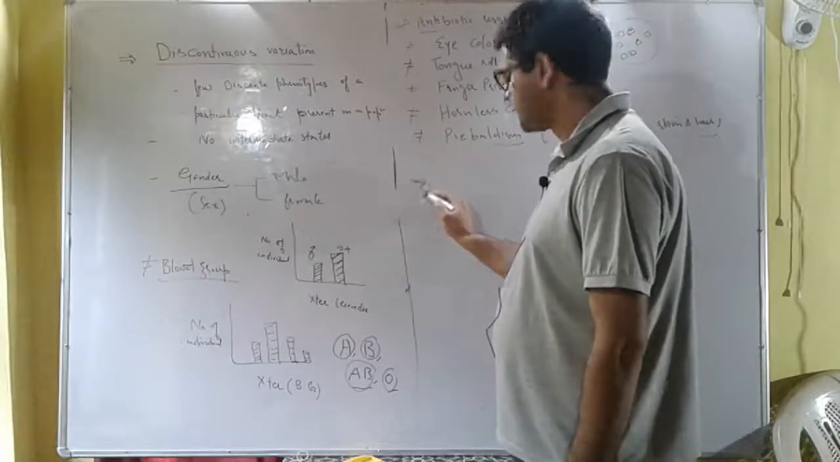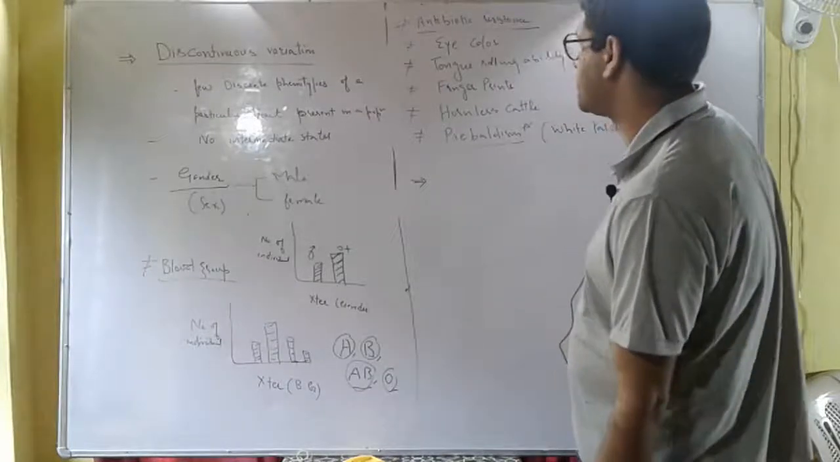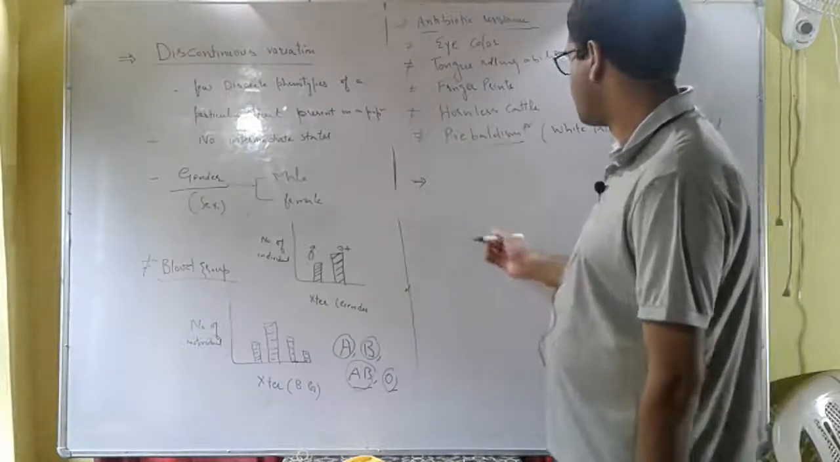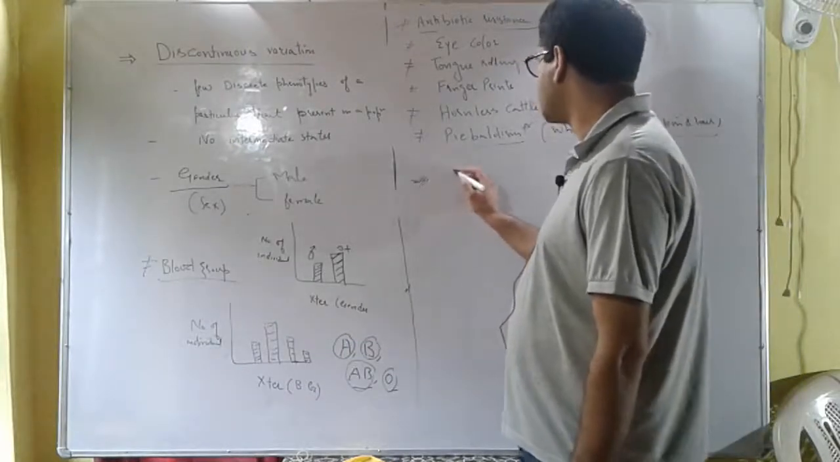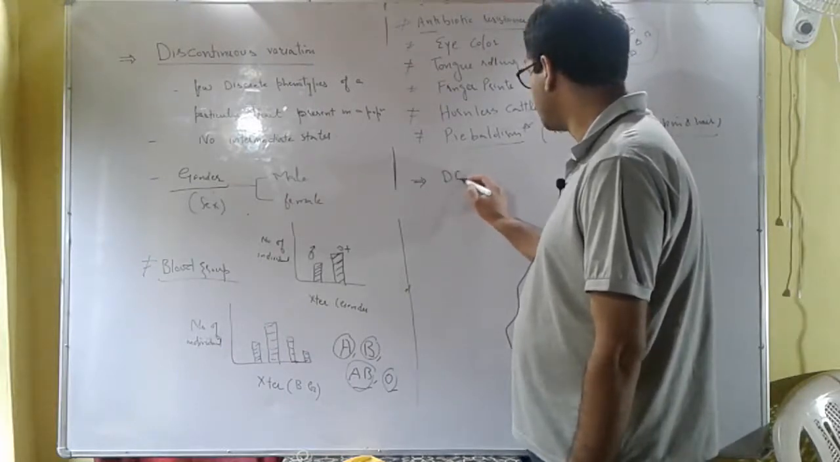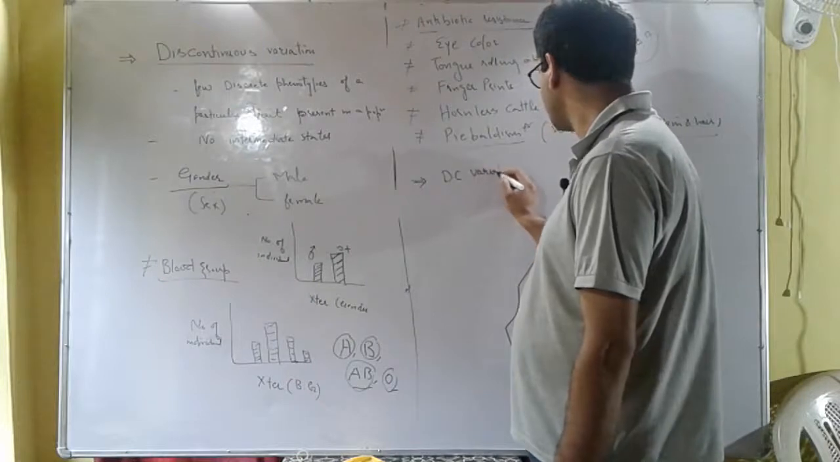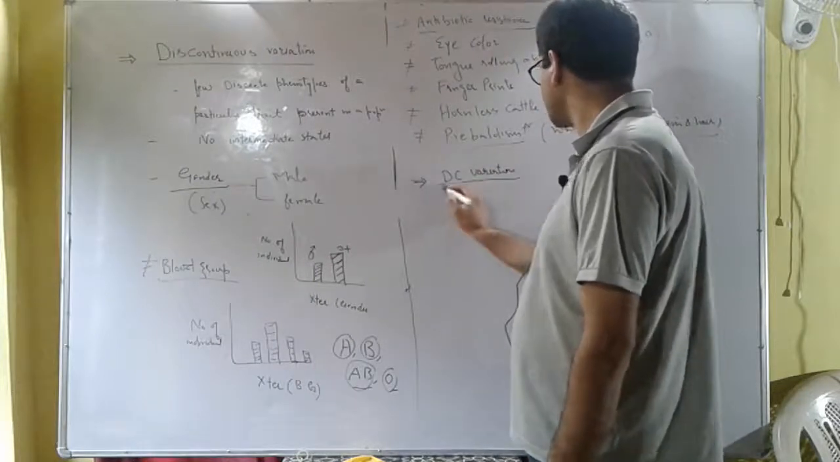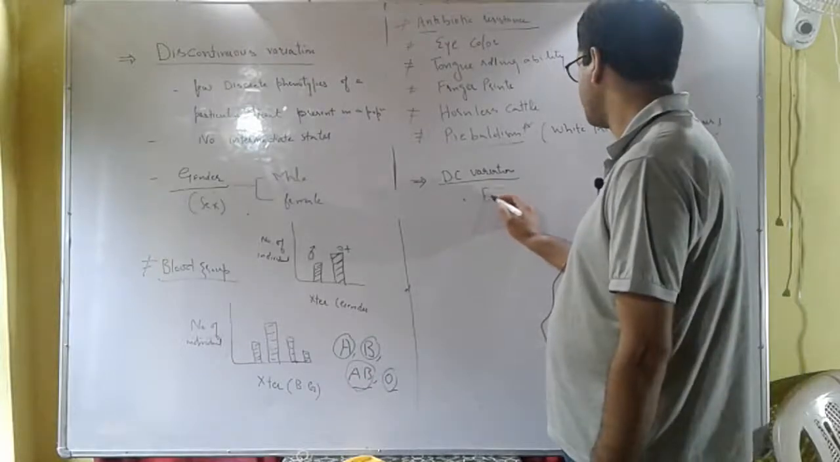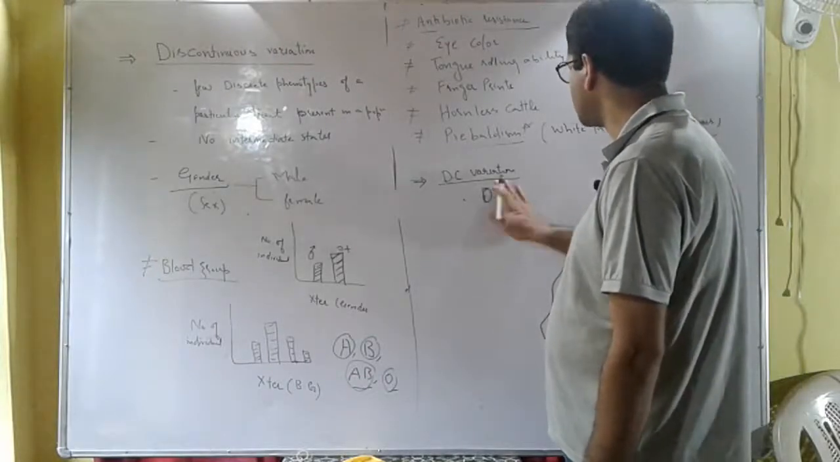Another important feature of discontinuous variation is that it is controlled by one gene. It is controlled by a single gene.